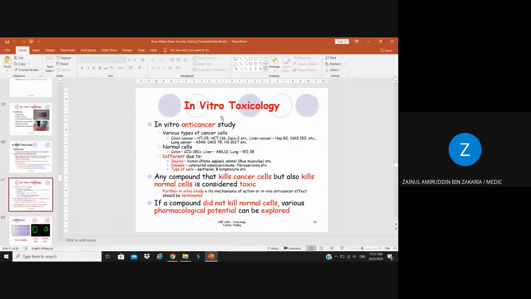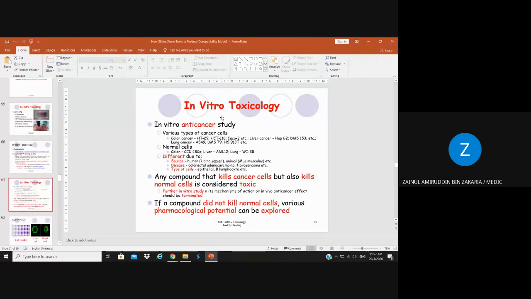So, what type of cancer are you trying to study? Your supervisor will give you what type of cancer they want to study, and what type of extract or compound they are trying to study. They want to prove the substance has anti-cancer activity on which type of cancer. So there are various types of cancer.